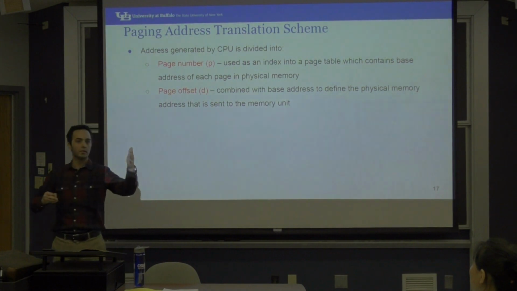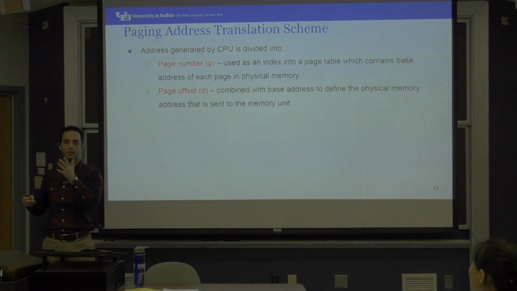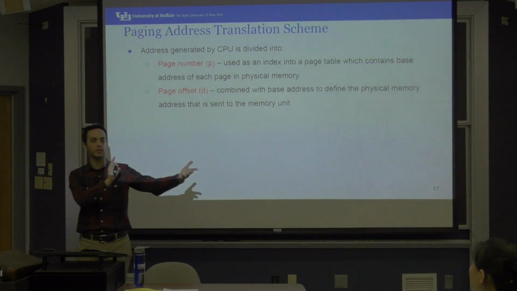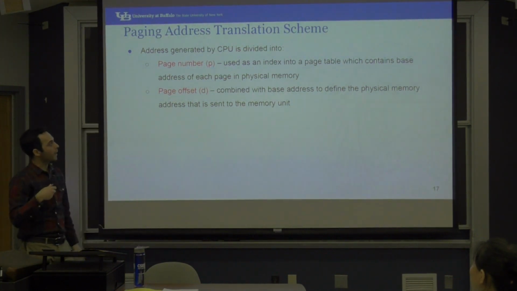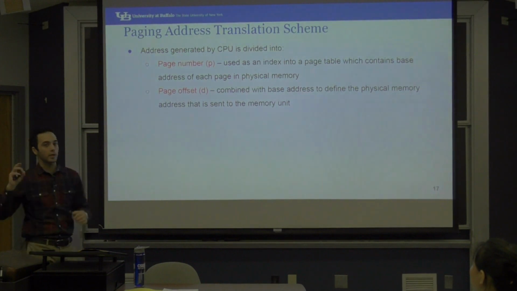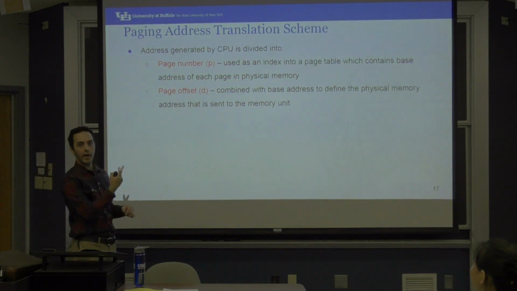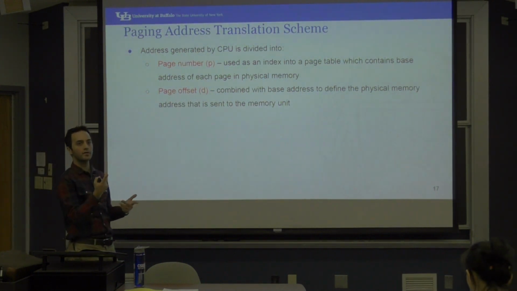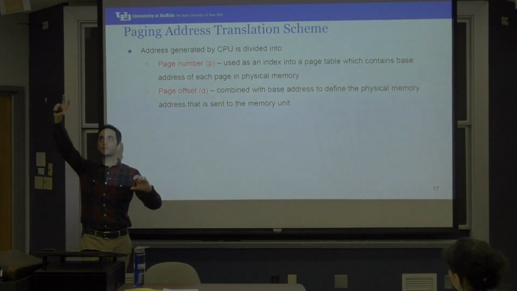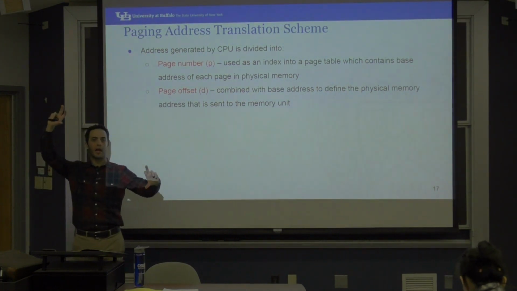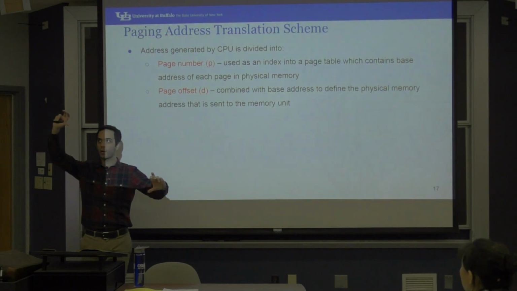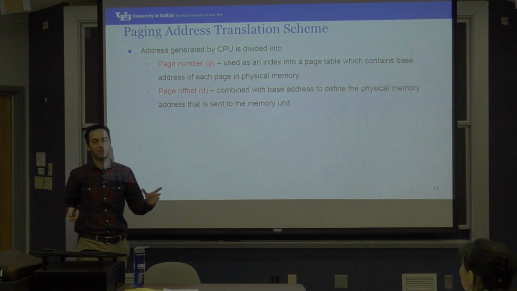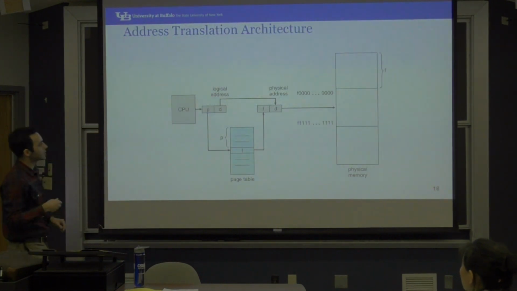You divide some of the high bits, and that defines the page. The lower bits define the offset. And then the page is mapped to the frame using the page table, and the offset stays the same. Because if this page is mapped to this frame, the first byte is going to be different, but the 100th byte within this page is the 100th byte in this frame. It doesn't matter. So let's take a look at this example.